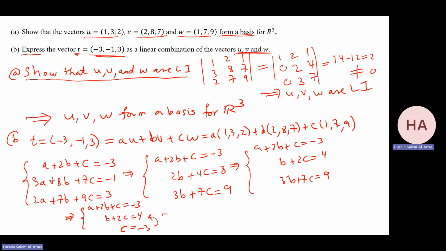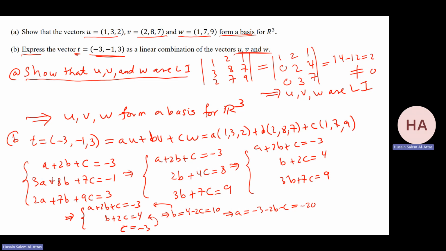That gives me what? B equals 4 minus 2C, which is 4 plus 6, which is 10. Now I plug B and C in there. I'm getting what? A equals what? A equals -3 minus 2B minus C. So I have what? -3 minus 20 plus 3. That gives me -20.